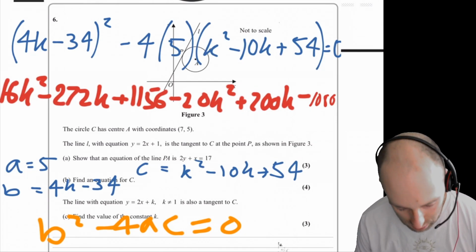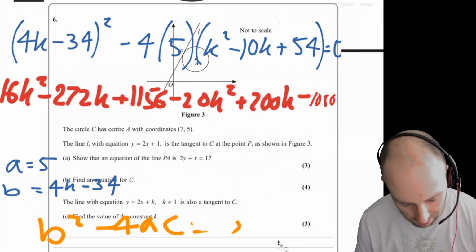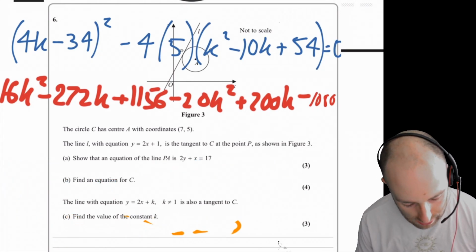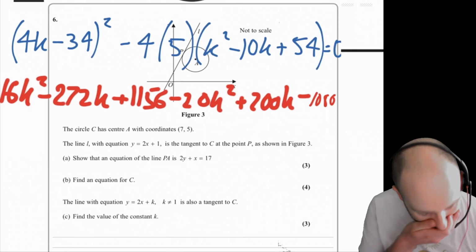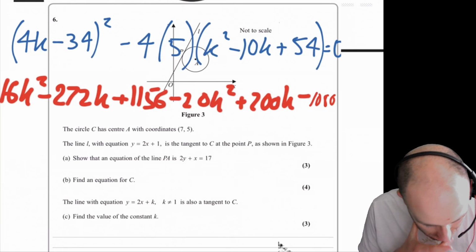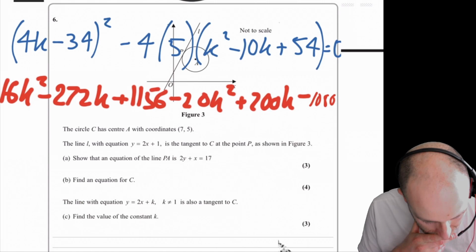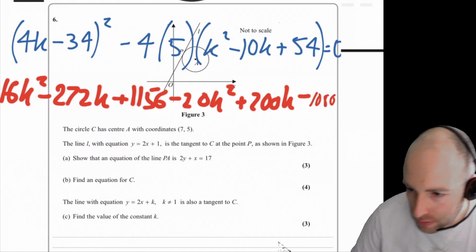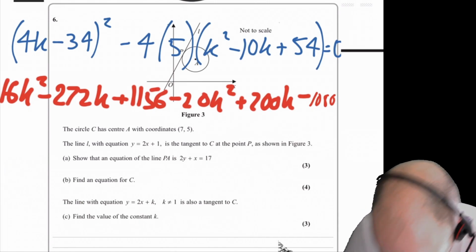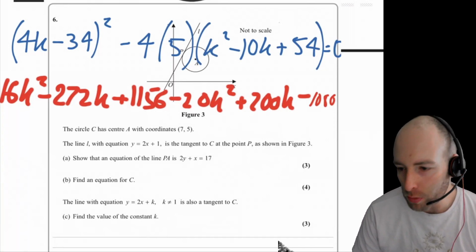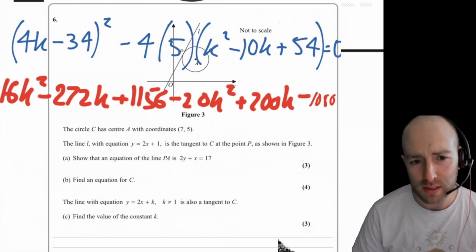Seems a quite nasty equation for 3 marks. It does. We'll see. Dan said he did it a different way, so yeah. See if Dan's got a different method. But this is how it's not a hard method. You just got a big equation, but it is just a quadratic and some brackets.